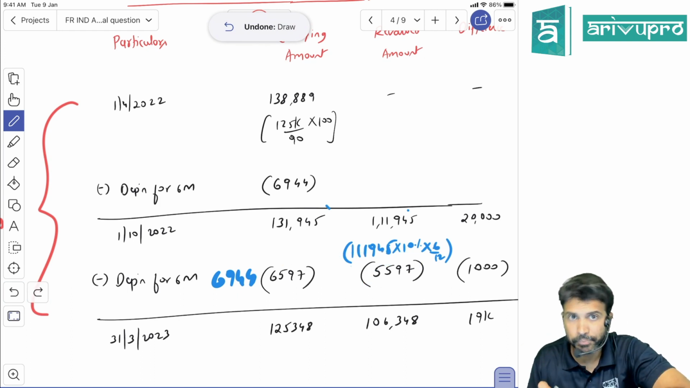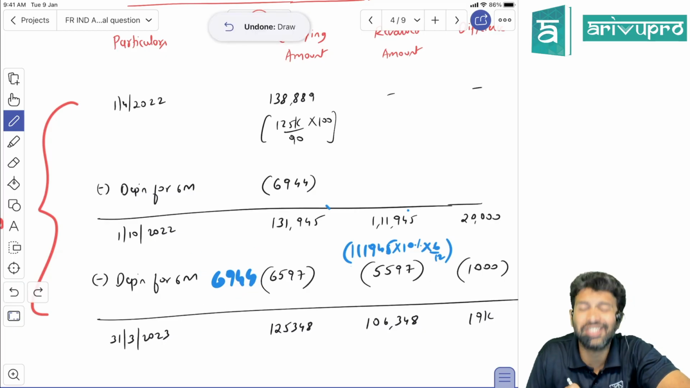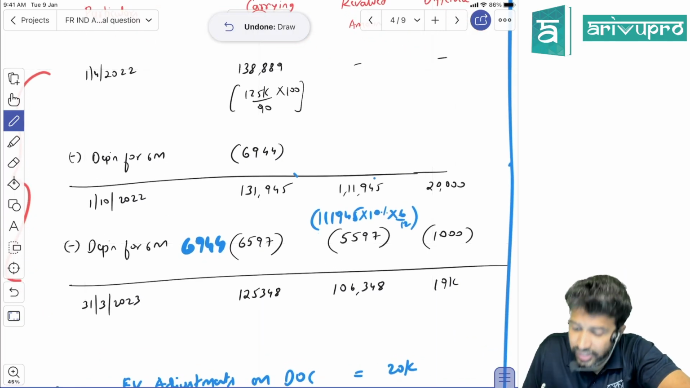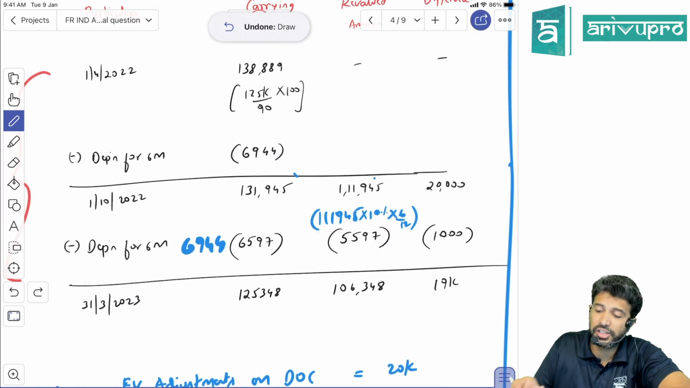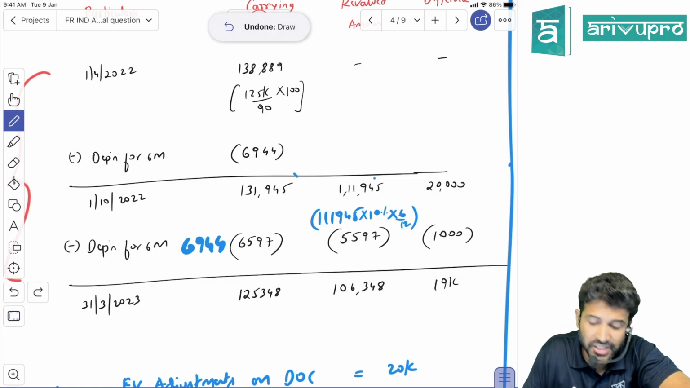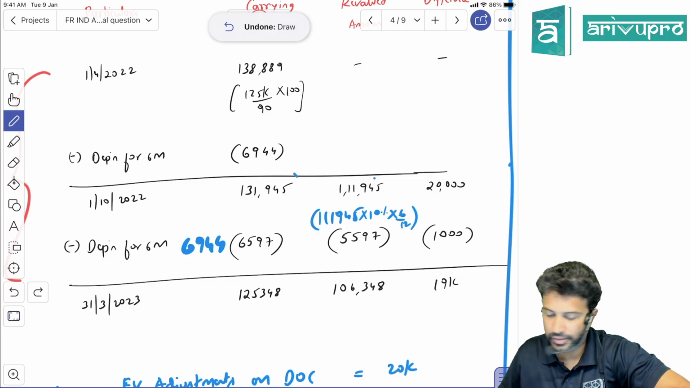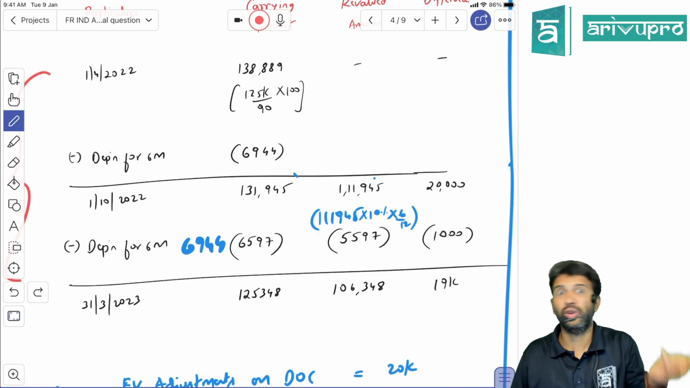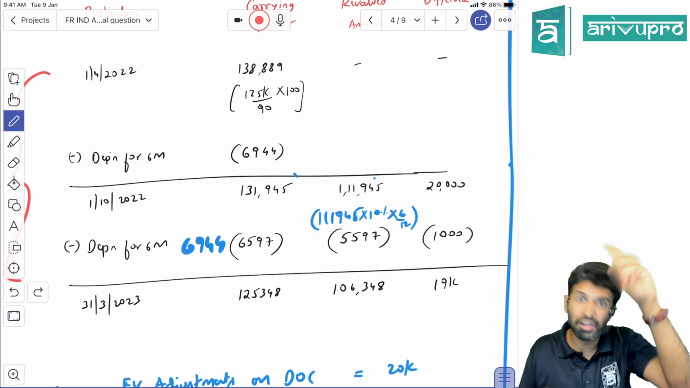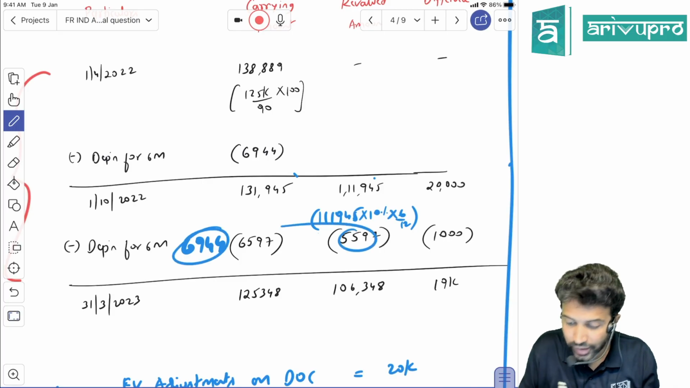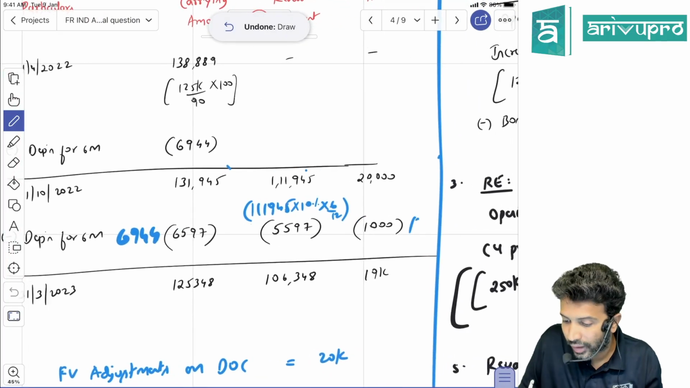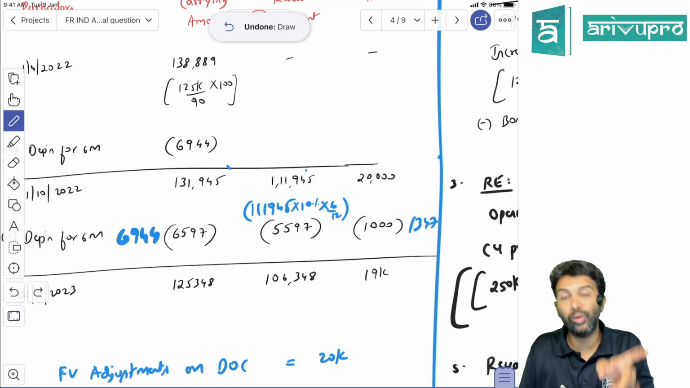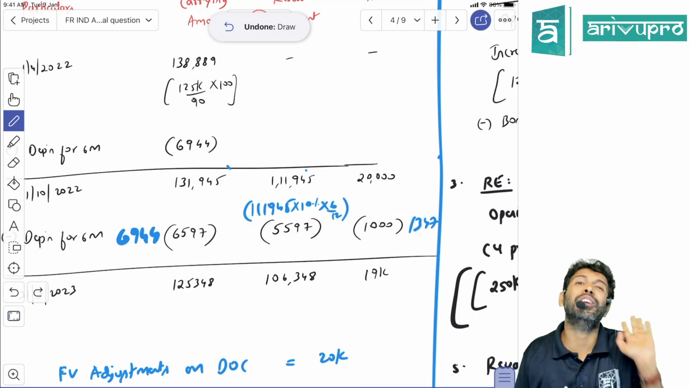Okay, fine. But subsidiary has charged how much? 6944. That means the depreciation to be charged for consolidation purpose is only 5597, but they have charged 6944. So it should be 5597 minus 6944. Since there is a fair value decrease, you will not get additional depreciation. You will get reversal of depreciation. How much? You have to calculate the difference of these two. If you calculate, you will get 1347. So in my view, reversal of depreciation should have been 1347.